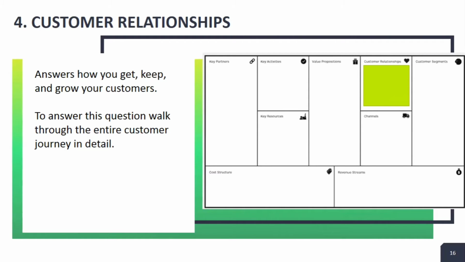Customer journey maps will help you identify the different stages your customers go through when interacting with your company. And it will help you make sense of how to acquire, retain, and grow your customers. There are several types of customer relationships. First, personal assistance. You interact with the customers in person or by email, through phone call or other means. Second, dedicated personal assistance.